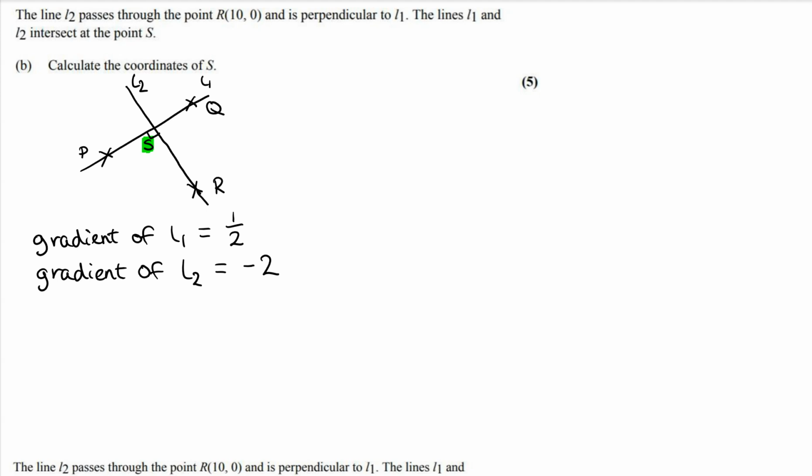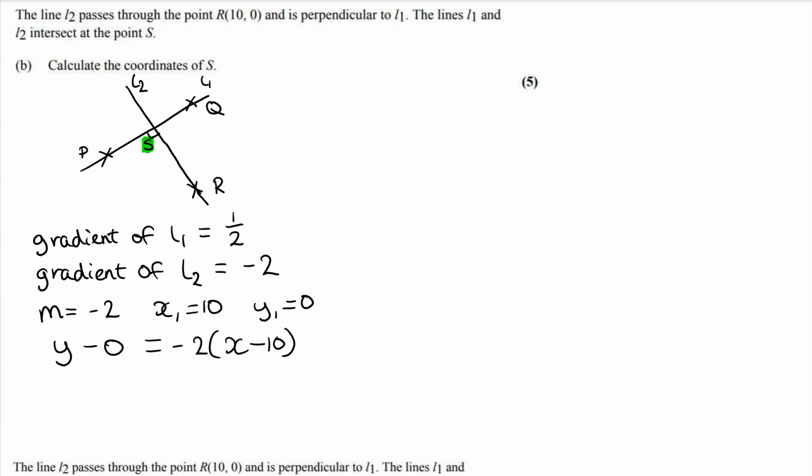So then we have our gradient of minus 2. We have a point on the line, which is (10, 0). So we're just going to plug it into our formula. So y minus y1, but that's just y minus 0 here, equals minus 2 times x minus the 10. And then this just gives me y equals minus 2x plus 20, and that's the equation of the line.